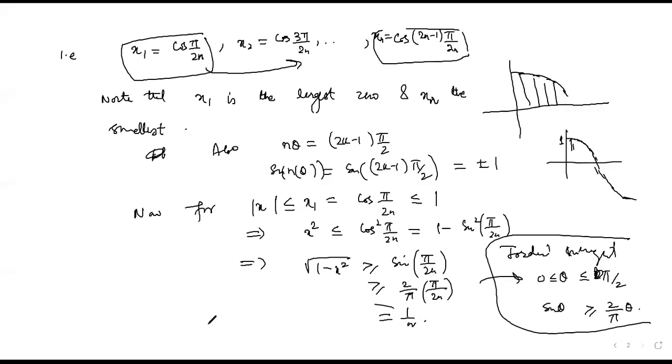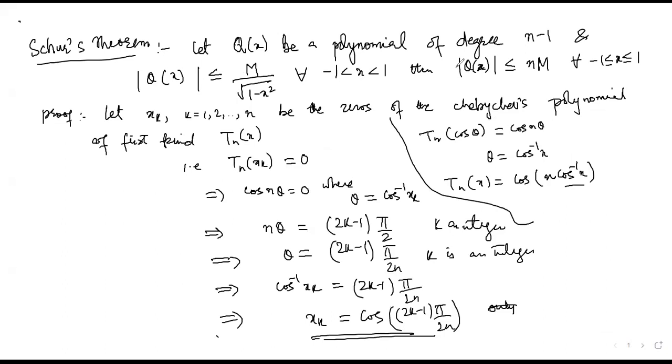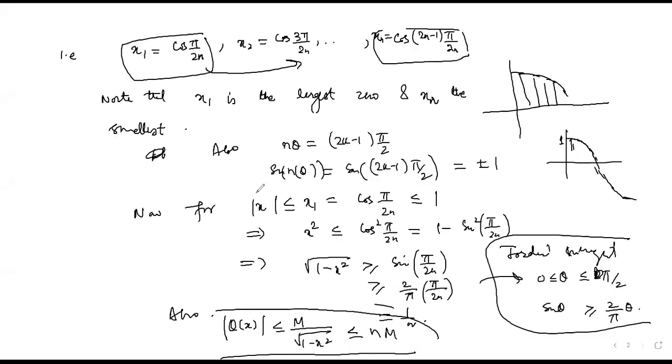So which implies also it's given that modulus of q of x is less than equal to m divided by root of 1 minus x square. So which of course would be less than equal to m by this condition, because 1 by root of 1 minus x square is less than equal to n. So in this case we have proved it. Now we have to show that modulus of q of x is less than equal to n. So we have proved that in this case, when modulus of x is less than equal to the largest root.